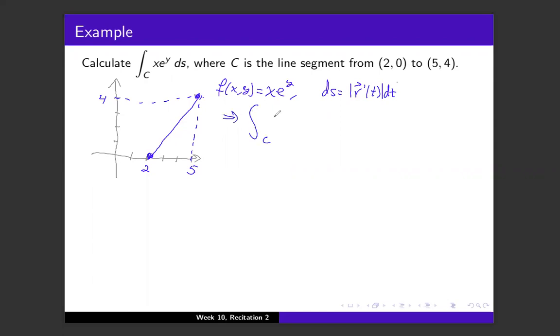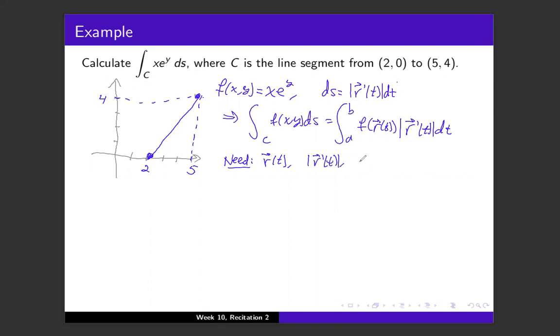So we're going to use the formula: the integral over C of f(x, y) ds is the integral from a to b of f of r of t times the magnitude of r prime of t dt, and that's a t over there. So what do we need? Well, we need an r of t, and more specifically, we need an r prime of t, and we need f of r of t. And we're also going to need to know what a and b are.